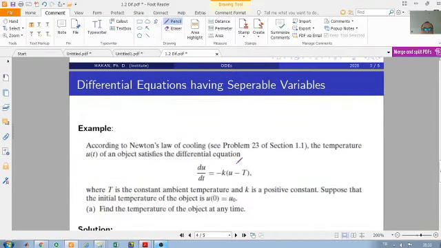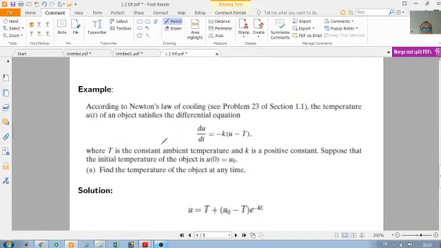Okay. Another example: according to Newton's law of cooling, the temperature u of t of an object satisfies the differential equation where capital T is the constant ambient temperature and k is a positive constant. Suppose that the initial temperature of the object is u of 0. So we have an initial value for the differential equation, therefore it is an initial value problem.